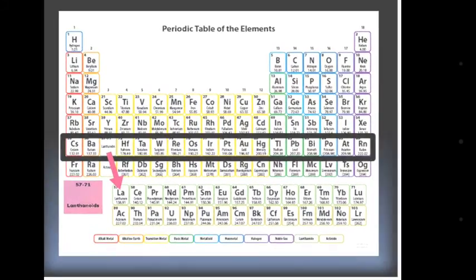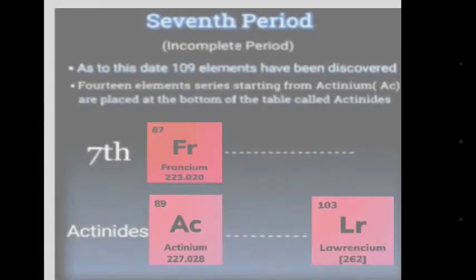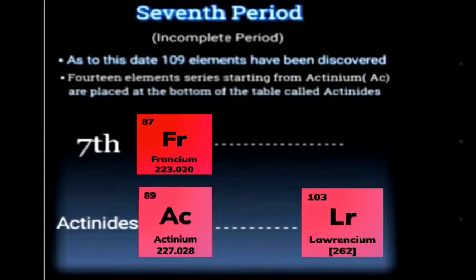Likewise, there is a last period that is called the 7th period. It is called an incomplete period. Till this date 109 elements have been discovered. A 14 element series that starts from actinium is placed in this group at the bottom. The 7th period starts from francium.